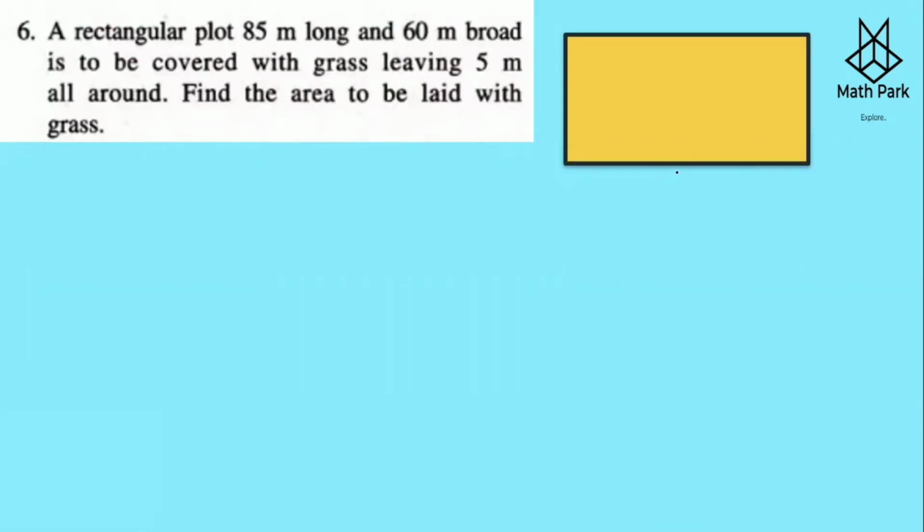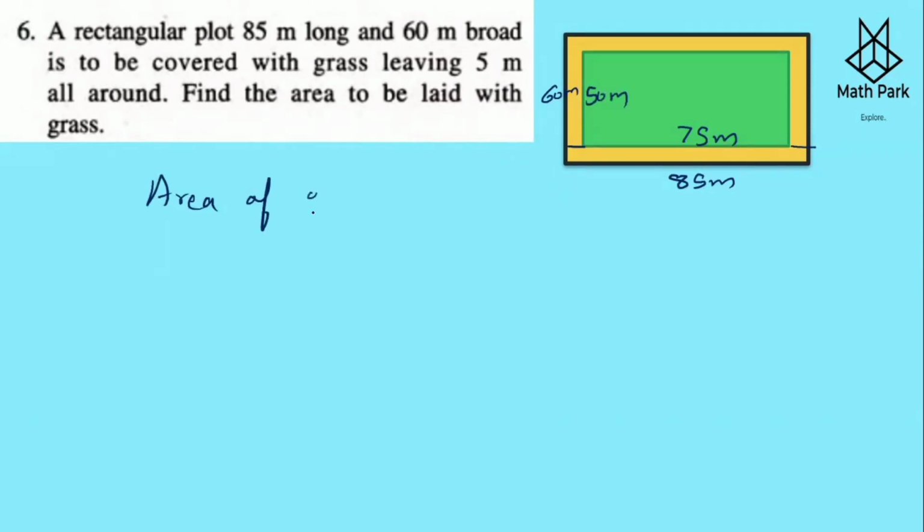A rectangular plot with the length 85 meter and width 60 meter is to be laid with grass, leaving a 5 meter border. So this is the plot where the grass is to be laid, wherein we have the border width as 5 meters. So the length of the inner rectangle becomes 85 minus 10, that is 75 meters, and 60 minus 10, which is 50 meters. So area of the plot which is laid with the grass is equal to 50 times 75, which is 3750 square meters. This is the plot where the grass is being laid.